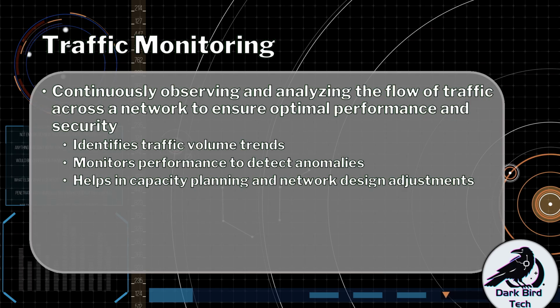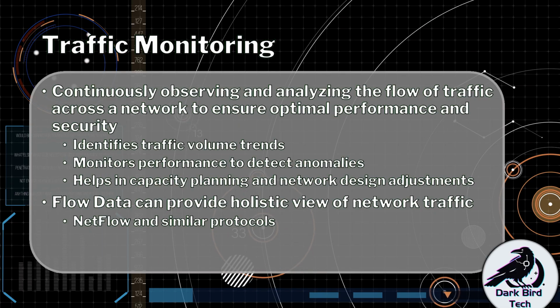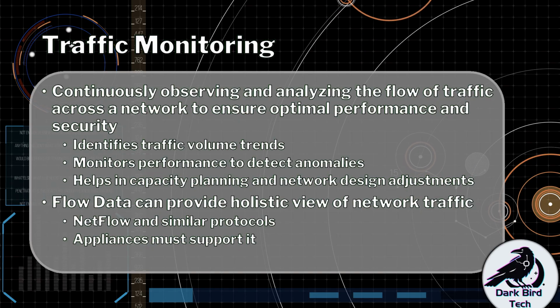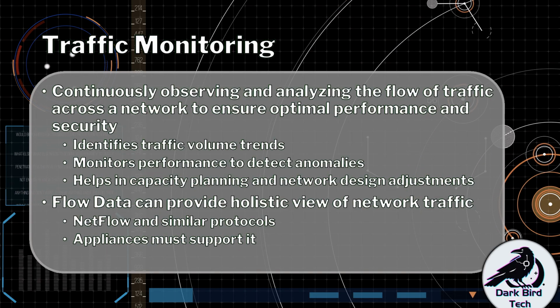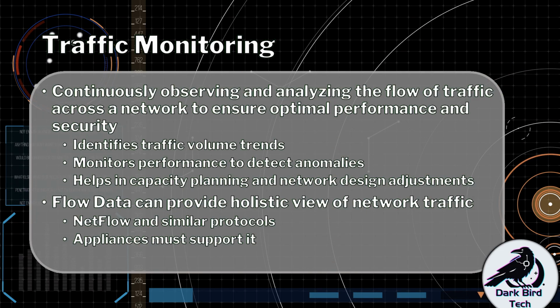Now, usually we use something called flow data that can be used to get this holistic view of my network traffic. You get protocol services called NetFlow and similar services that can be used to do this. You need an appliance that supports it though. But when you do have an appliance that supports it, NetFlow or similar protocols can report the network activity on the appliance and its interfaces to a central server. That server can then consolidate what that one appliance has told it with what other appliances are telling it to give that holistic view of your network's activity.